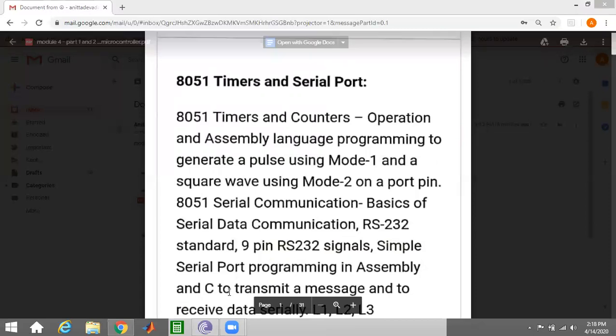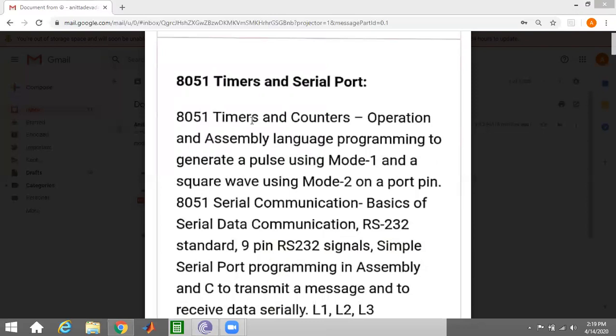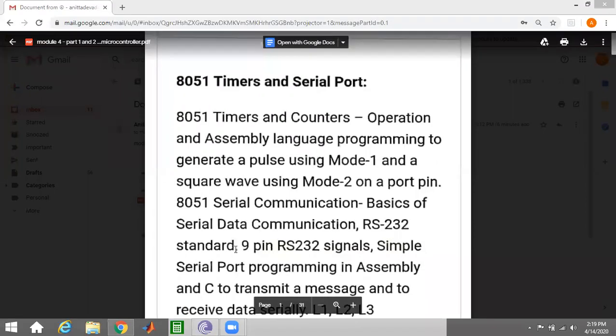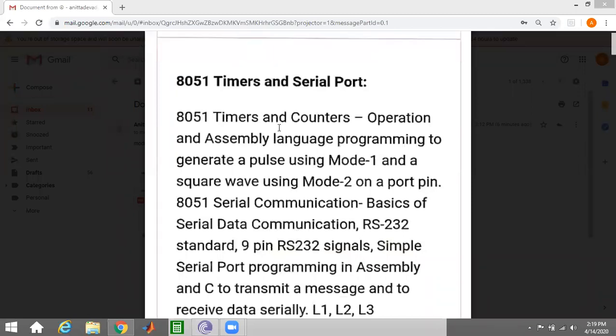So this full module we can divide into 3 things. The first part is timer, the second part is counter, and the third part is serial data communication. We have to study the theory of each part and small programs of each part.